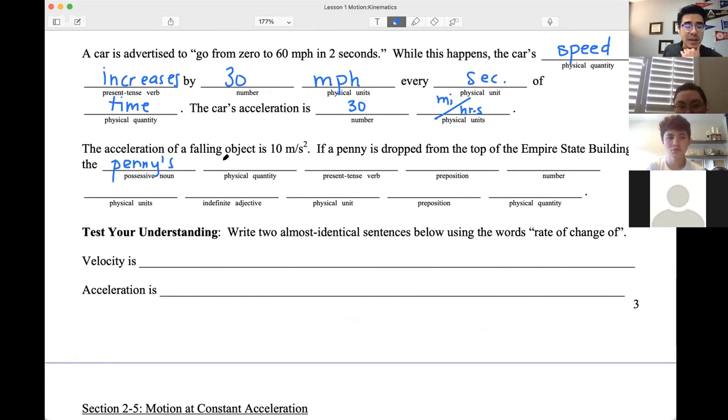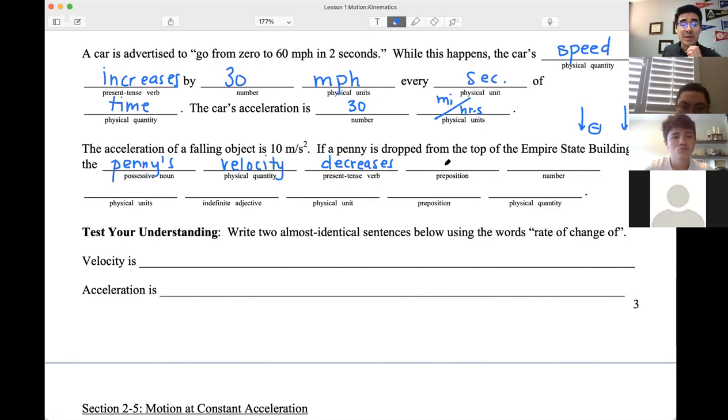Physical quantity: the penny's velocity. Does it increase or decrease? Increase. I guess it depends on how you're measuring it, right? Typically when we go down, it's going to be negative. So it depends on if you're measuring plus or minus. If we go with the minus, the velocity technically decreases because it's falling down. I guess both could be true though. So you just want to make sure you set up your direction correctly first.